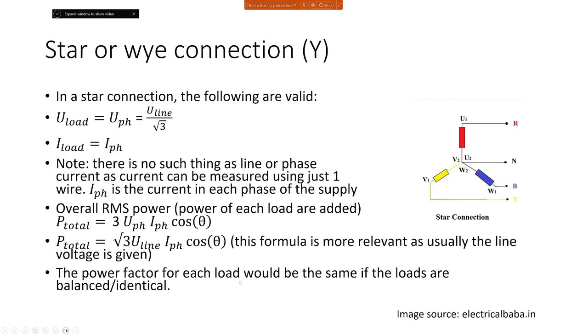Power factor for each load would be the same if all the loads are identical. And usually in these kinds of connections, we try to keep the loads balanced so that there is no imbalance, and then there is no current flowing in the neutral wire, which you want to avoid.